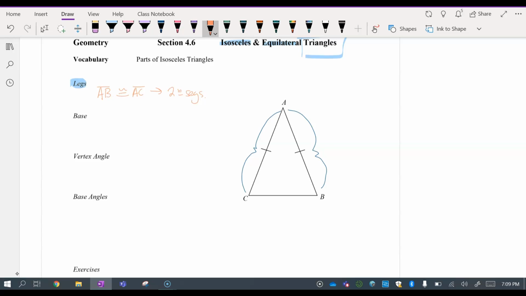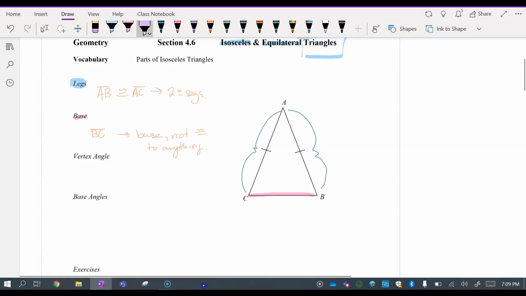Okay, then we have the base. The base is the leftover. Okay, so here the leftover is the base. So we have BC. So BC, segment BC is the base, right? And it is not congruent to anything. Okay, I know it's something that we can see. We just have to know that it's not congruent. If it was congruent, that would make it equilateral, but in this case it is not. It is isosceles.